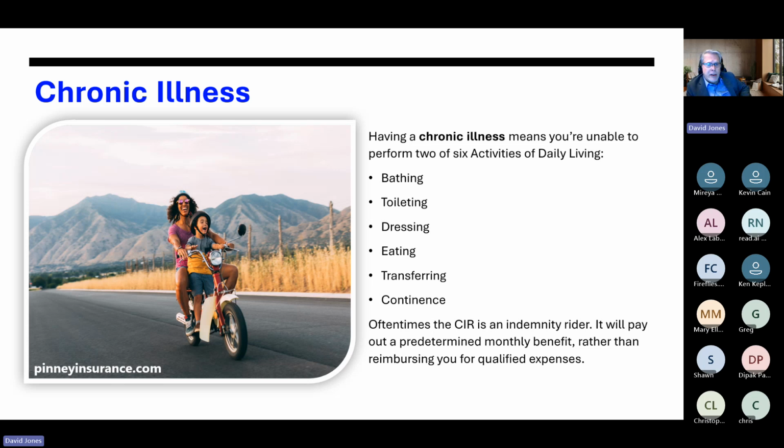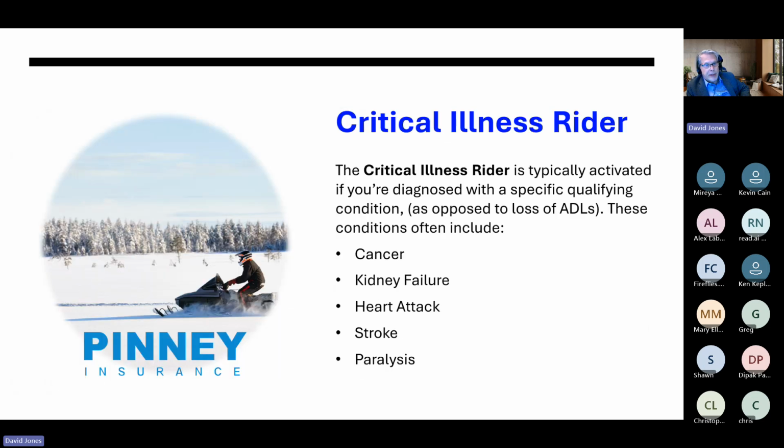So CIR, this chronic illness rider, is an indemnity rider, which means just that. It pays out a predetermined monthly benefit rather than reimbursing you for those qualified expenses, which is a pain and a delay and an expense. Critical illness rider.